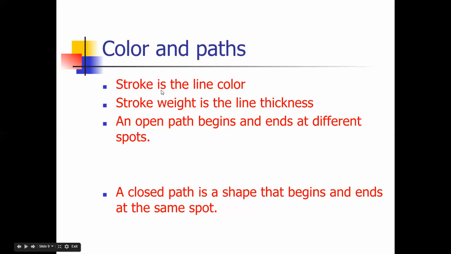So here's what you need to know. The stroke is a line color, the stroke weight is a line thickness, an open path begins and ends at different spots, and a closed path is a shape that begins and ends at the same spot. Write this down. Hit pause if you need to, and I'm going to demonstrate what I'm talking about.